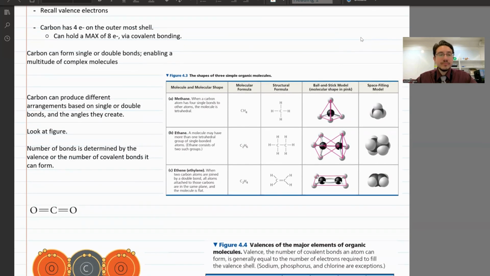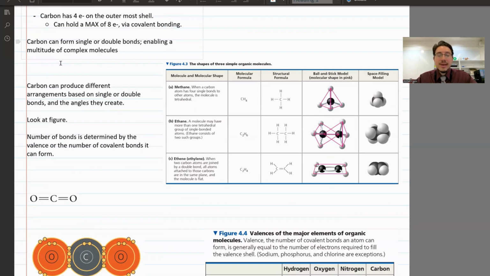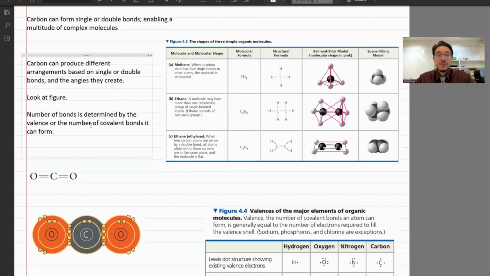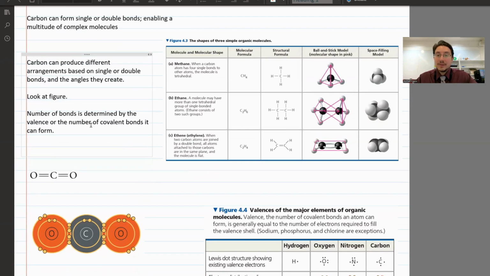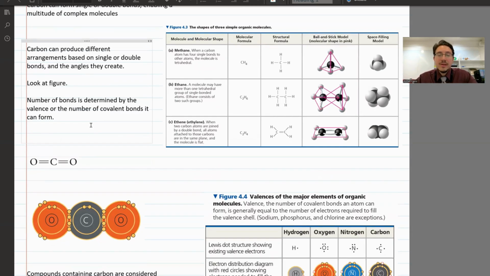An interesting concept about covalent bonding is that carbon can form single bonds, double bonds, and even triple bonds, where you have that sharing of electrons. Because of this ability to create this number of bonds and these different types of bonds, double and single bonds, as you can see here, you can create different structures, different arrangements based on what you're bonding with. So carbon can produce different arrangements based on single or double bonds and angles. Okay. Of course, based on the space-filling model and the VSEPR electron repulsion theory.